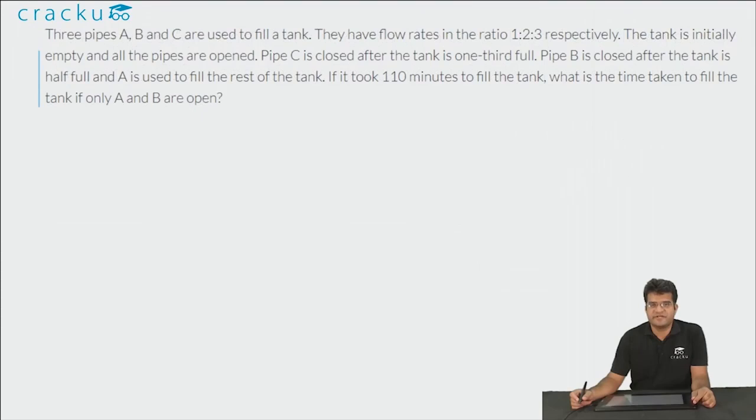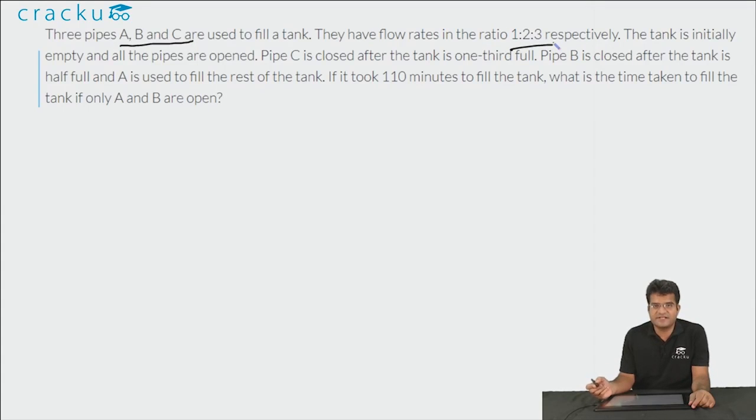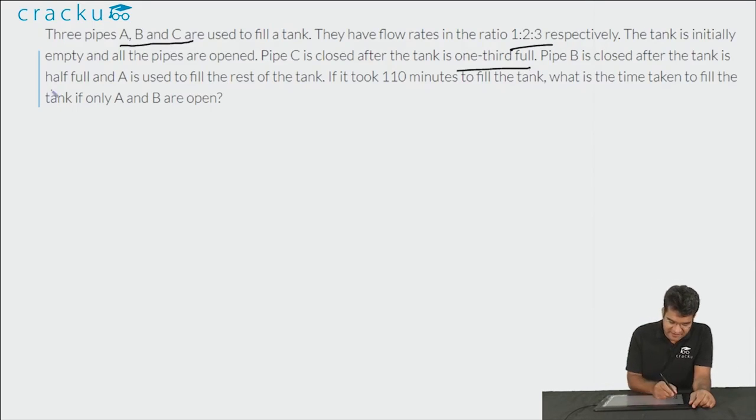In this question, it has been given that there is a tank and it has 3 pipes A, B and C. The flow rates of A, B and C are in the ratio 1:2:3. Initially, the tank is empty and all 3 pipes are opened. Now pipe C is shut off after the tank was 1/3 full. After that, pipe B was shut off after the tank was half full. So for the last half tank, only pipe A filled it. And this process took a total of 110 minutes. We are required to find out the time taken to fill the tank if only A and B are used.